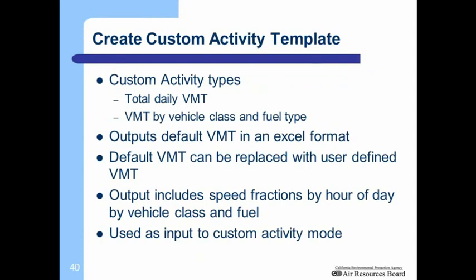This slide shows how to create a custom activity template. There are two types of custom activity input formats, one with the total daily VMT and the second one with VMT by vehicle class and fuel type. The custom activity template provides default VMT in an Excel format. Users can use Excel to input the user-defined VMT. In a minute, I'll show you some examples. The custom activity template also includes speed fractions by hour of day by vehicle class and fuel type. This is used as an input to custom activity mode to estimate emissions. Let's generate a custom activity template using the model.